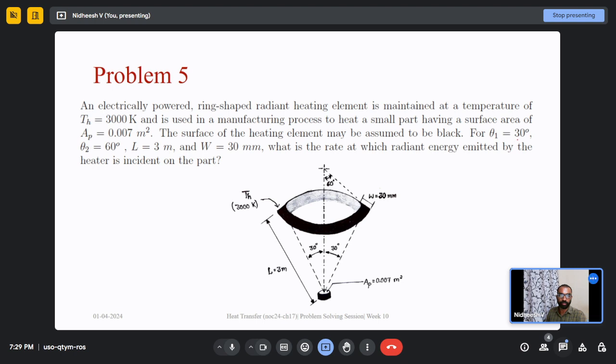For theta 1 equal to 30 degrees, this is theta 1 and this is theta 2. For theta 1 equal to 30 degrees and theta 2 equal to 60 degrees, L equal to 3 meters. What is L? L is this distance. L equal to 3 meters and W, the width of the ring, equal to 30 millimeters. What is the rate at which radiant energy emitted by the heater is incident on the part? Take a minute to read the question again. After that, we will discuss both the problem and the solution.